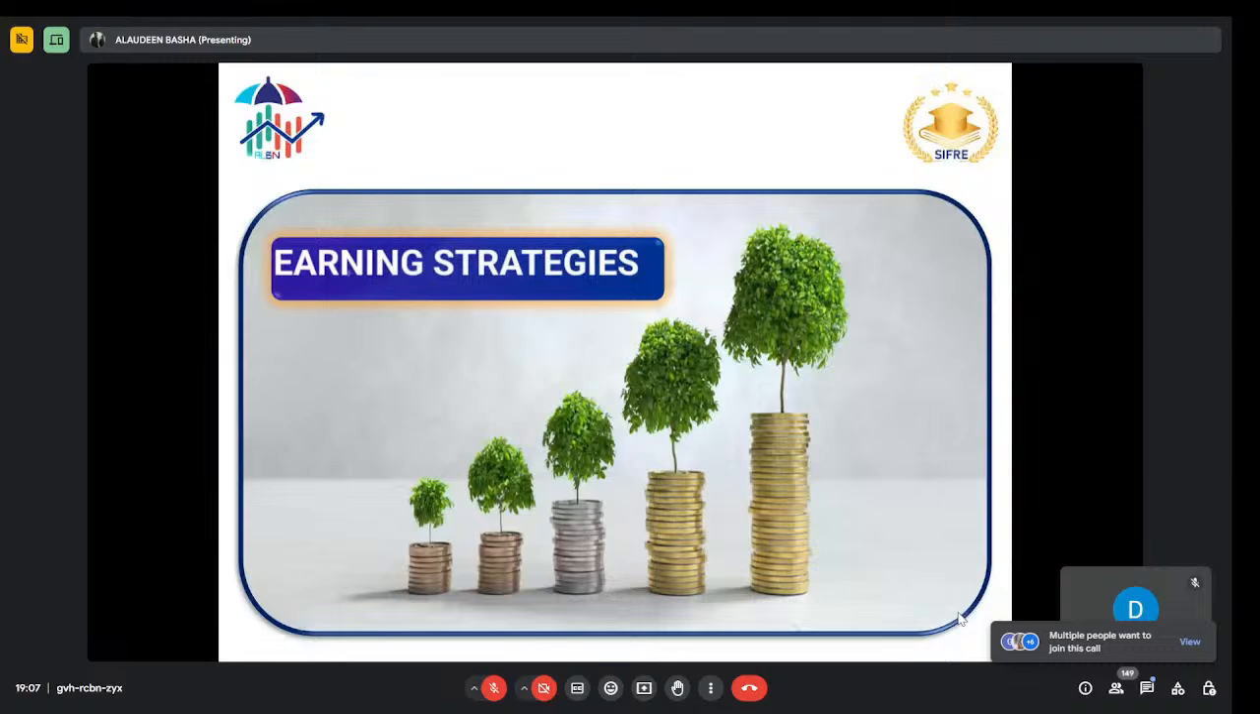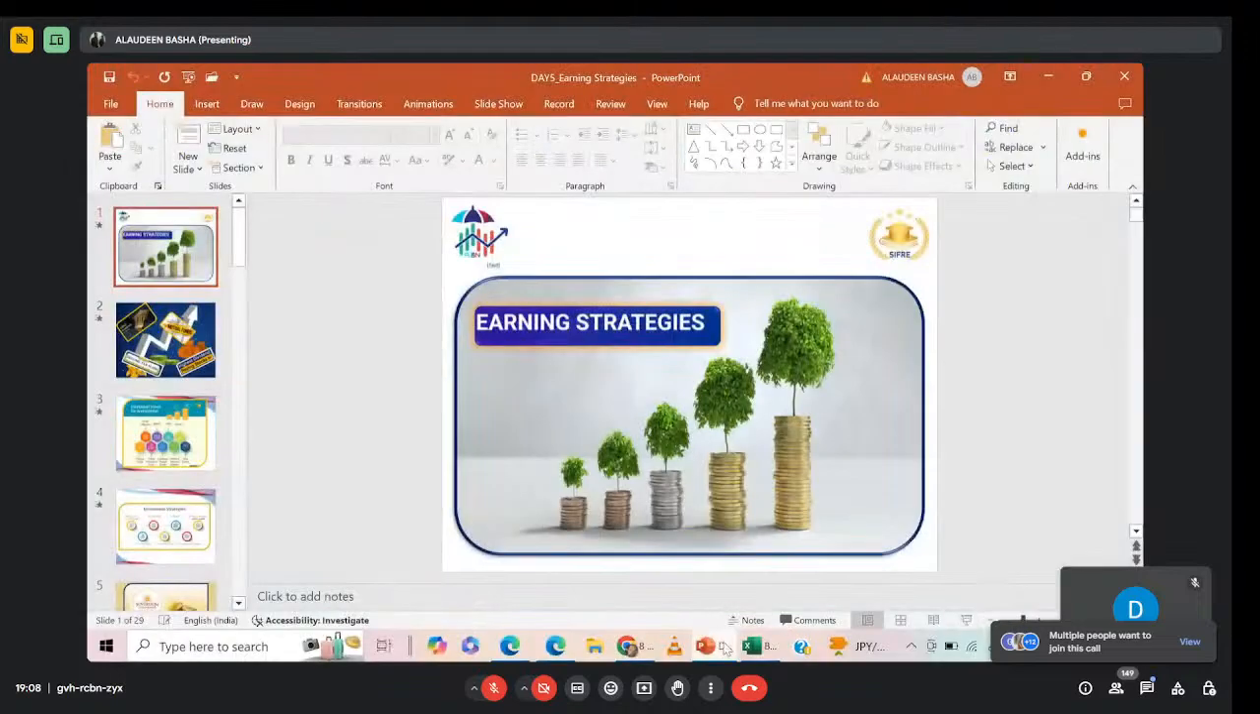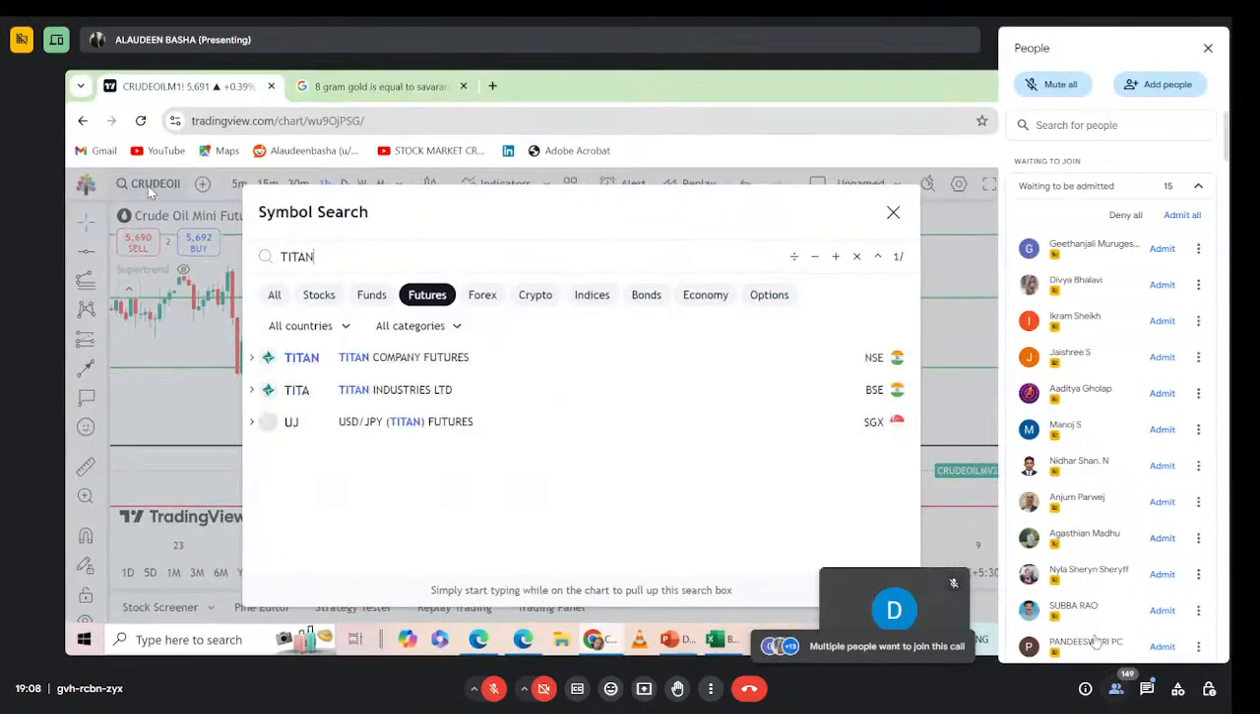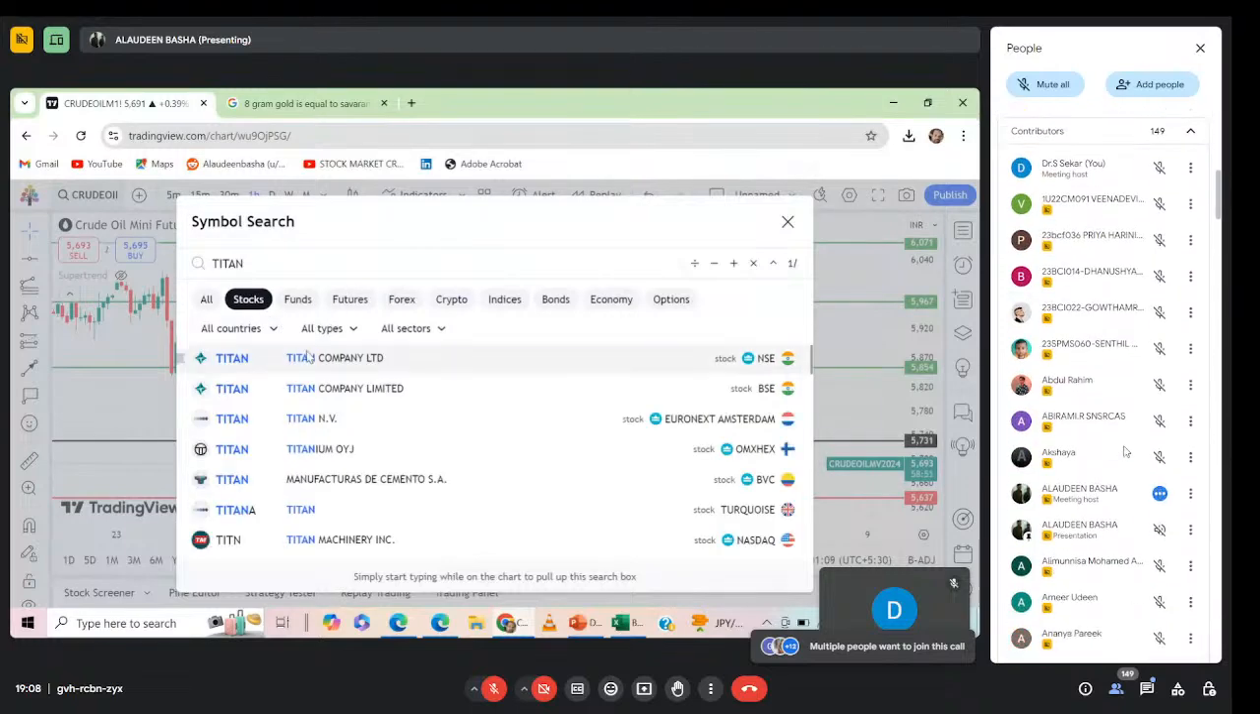Before going to today's session, yesterday I gave an assessment. Anyone can do it by using some technical chart analysis. You can find out one or two stocks. Anyone? Yes, sir. Titan stock. Titan. Okay, good. Only one from your side. Good, no issue. Titan. Any other? Titan. It's a very good stock.